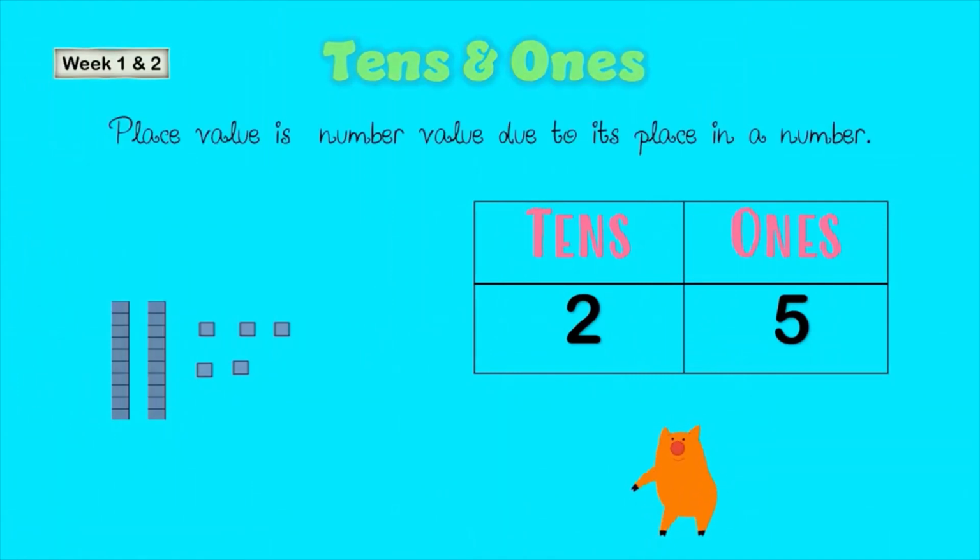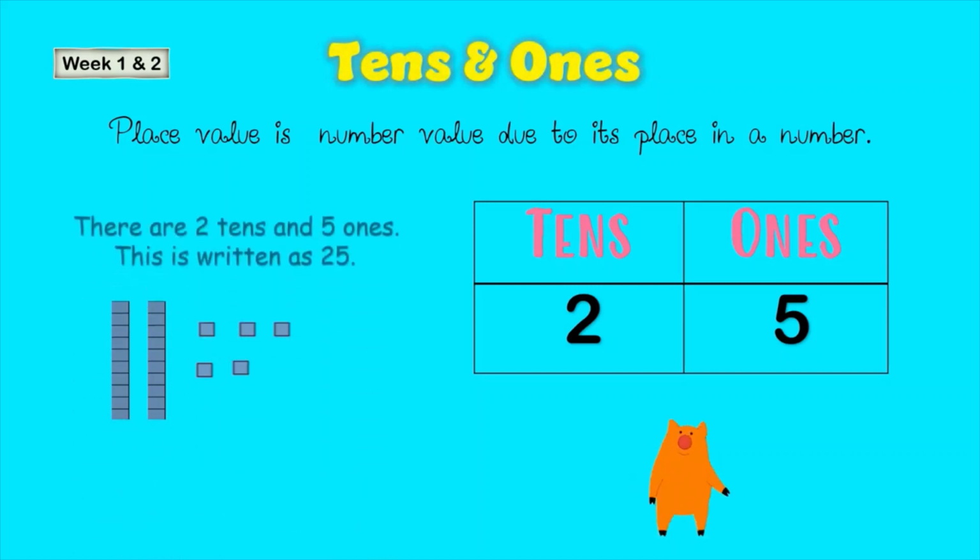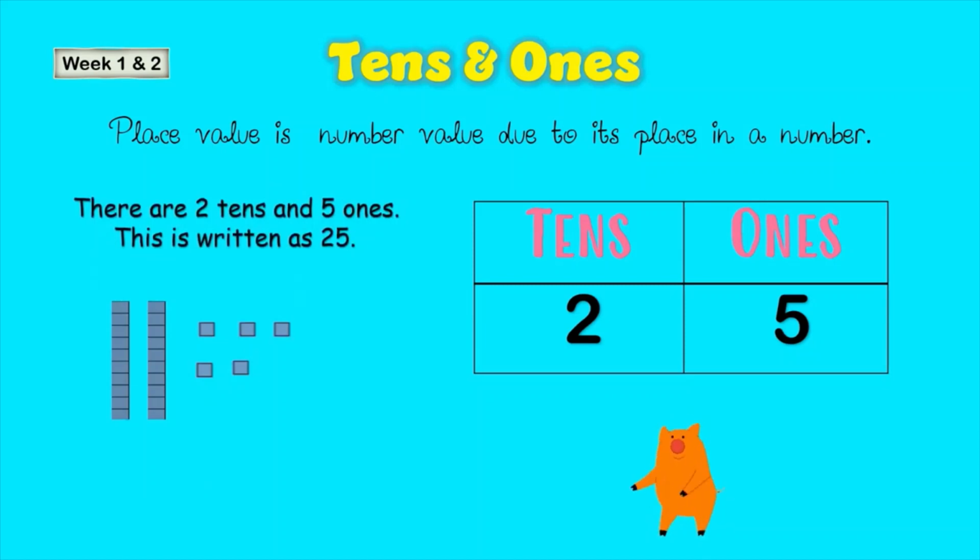Place value is number value due to its place in a number. There are 2 tens and 5 ones. This is written as 25.